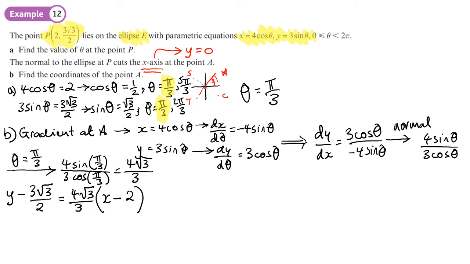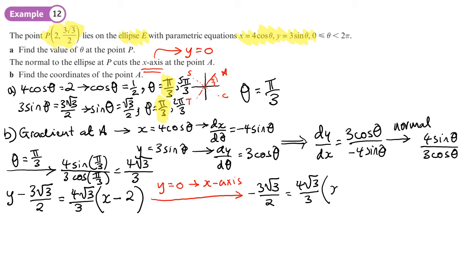All I need to do now is just substitute in y equals 0, because at y equals 0 is where it's going to be crossing the x-axis. So there's no point rearranging it. I need to just put y equal to 0. So if I put y equal to 0, I'll get negative 3 root 3 over 2 equals 4 root 3 over 3 times x minus 2. So it's just about rearranging this to find x now, isn't it?